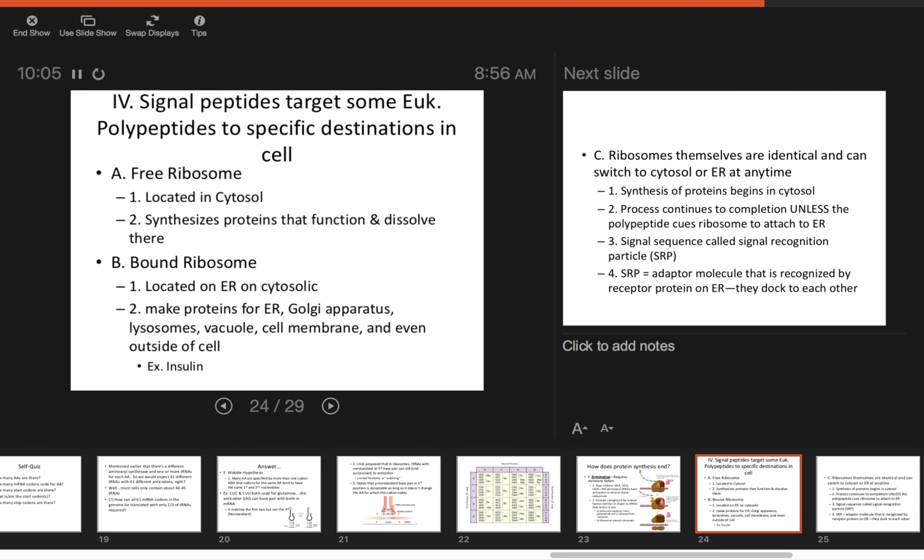Ribosomes can be found in two places. You can have free ribosomes in the cytosol or the cytoplasm, or you can have ribosomes bound to the ER. When it's bound to the ER, what is the ER called? Rough ER. Those in the cytoplasm basically just make proteins that work in the cytoplasm. Those found on the ER usually send their proteins to the Golgi apparatus, where they might become lysosomes, vacuoles, part of the cell membrane, and even leave outside the cell like insulin does.